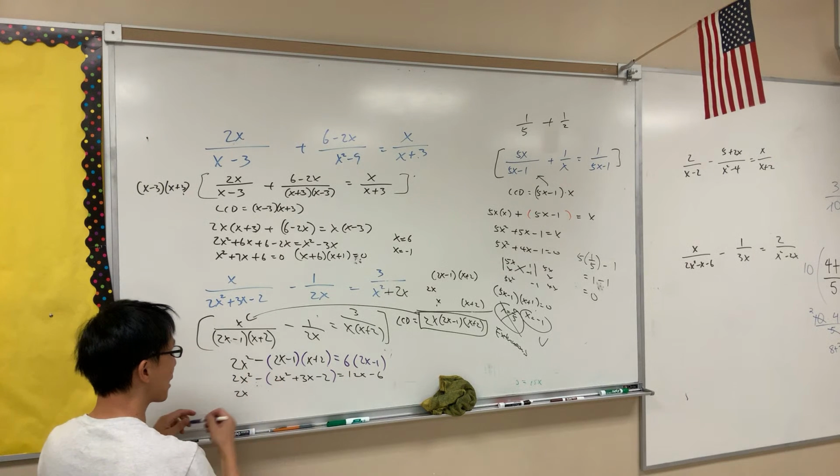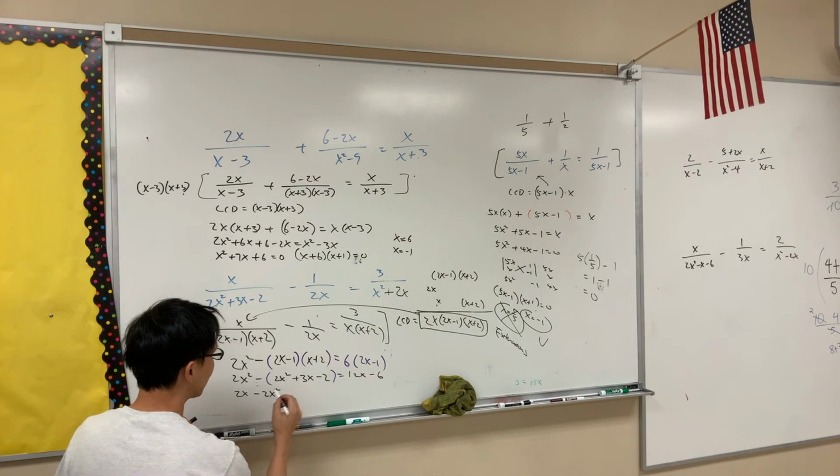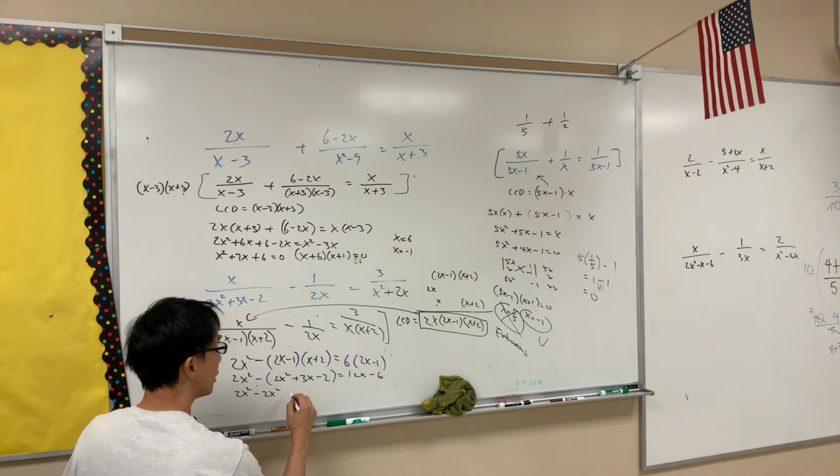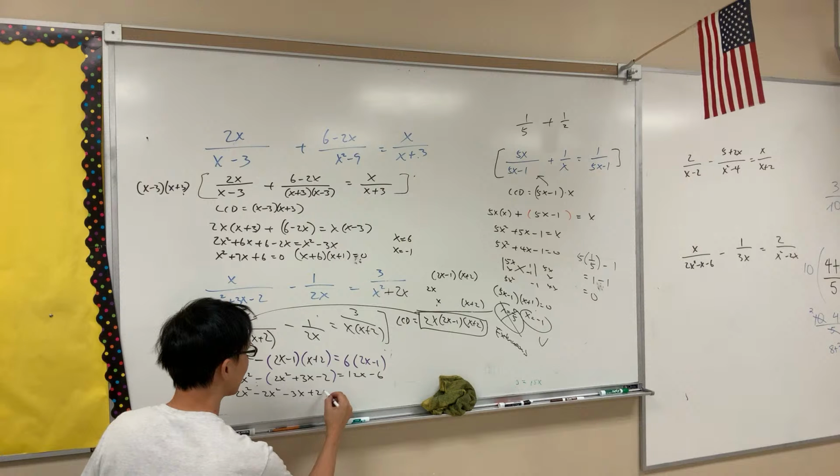Okay, so now the negative sign is going to distribute. So if I distribute a negative: minus 2x squared, which is nice, they cancel out, minus 3x, and then plus 2, that's equal to 12x.